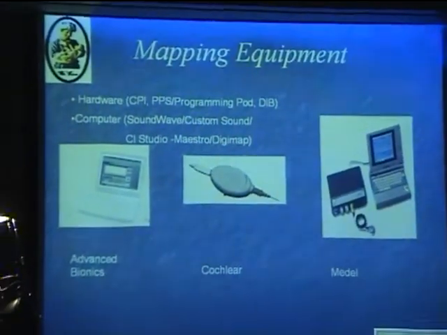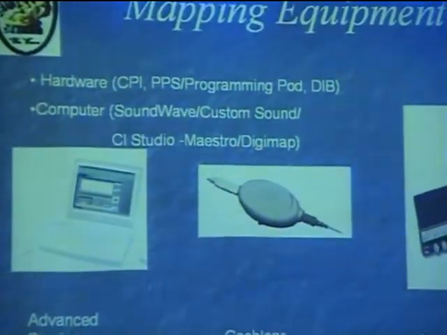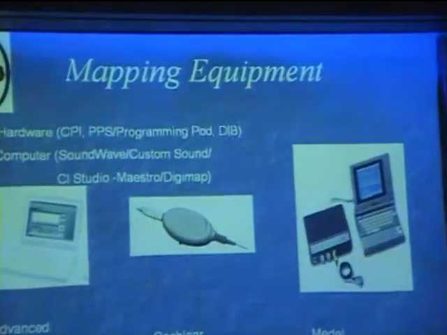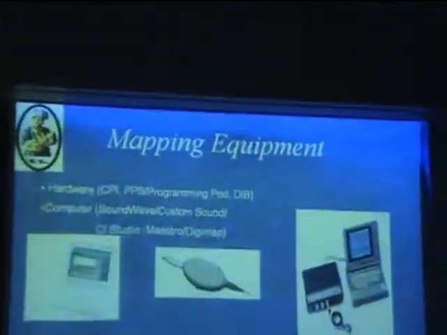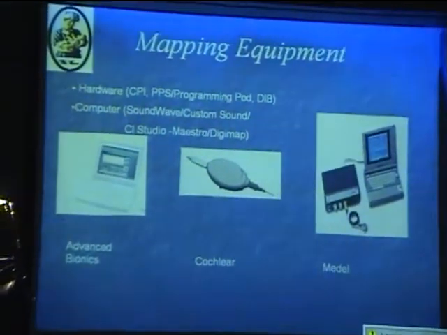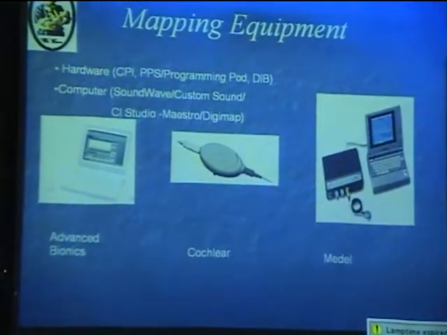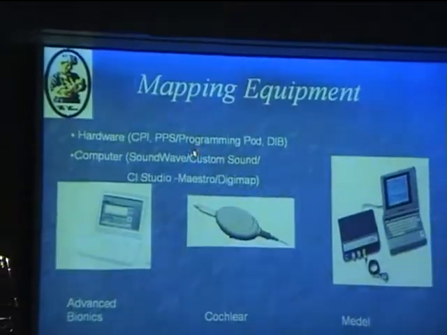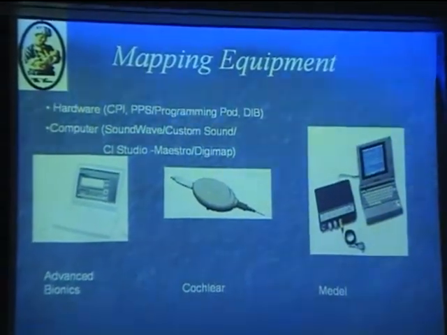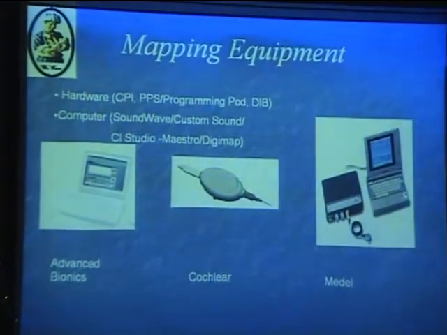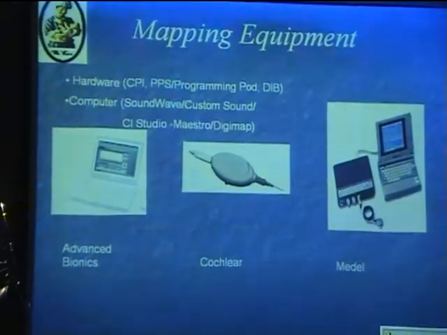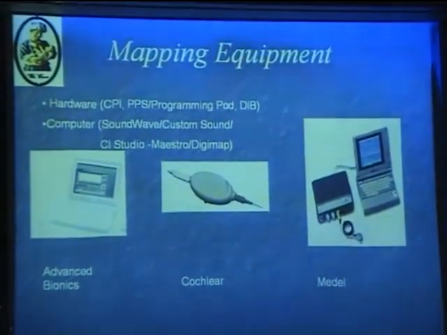Now this slide shows the equipment required for mapping. In order to map, one should have access to the hardware which is provided by the implant systems, as well as the software which activates the speech processor and stores the information, or the map parameters. For example, Advanced Bionics have their CPI, Cochlear has the PPS or the programming pod, MED-EL has DIB, and the software required is SoundWave, Custom Sound, CI Studio, and now the Maestro MED-EL, and Digimap with the MXM system.